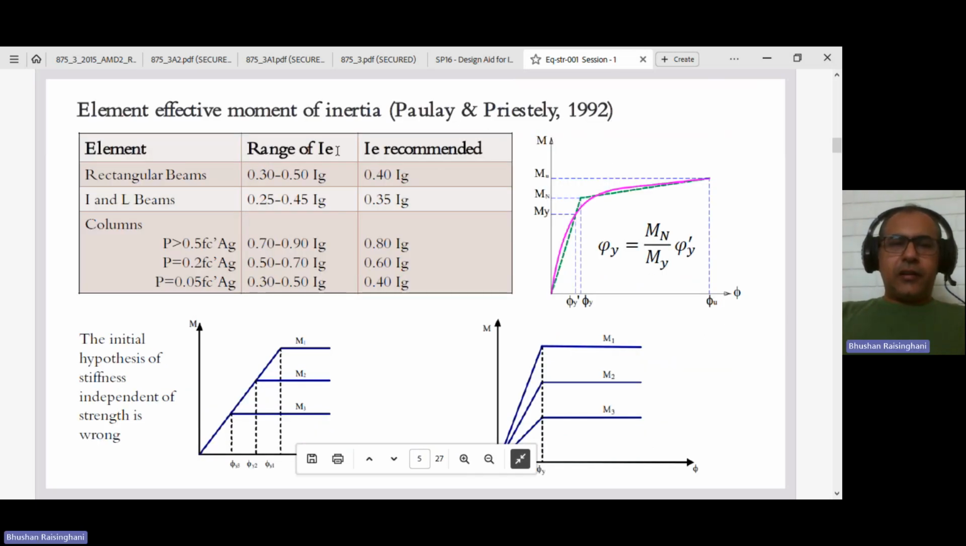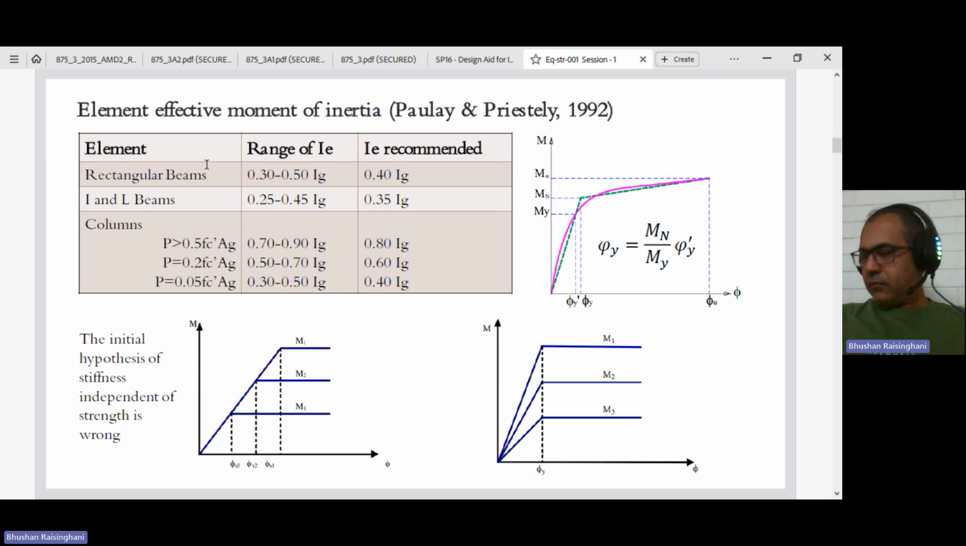From there, in 1992, Paulay and Priestley gave the effective moment of inertia values for rectangular beams as 0.3 to 0.5 of I gross. The recommended value is 0.4 of I gross for beams. For T and L beams, it is 0.35 of I gross. For columns, it depends upon the axial force: if the axial force is of good size, then it is 0.8 of gross moment of inertia, for medium, 0.6, then 0.4.